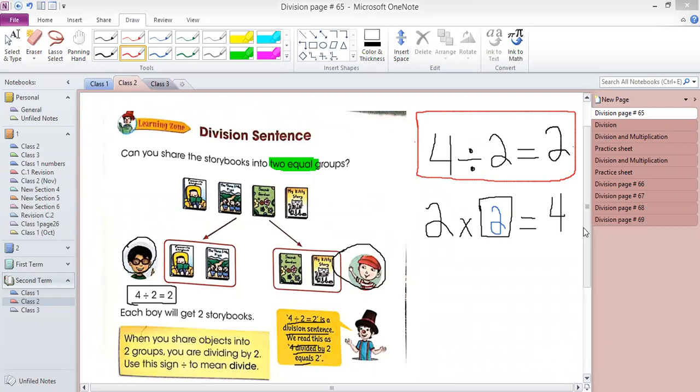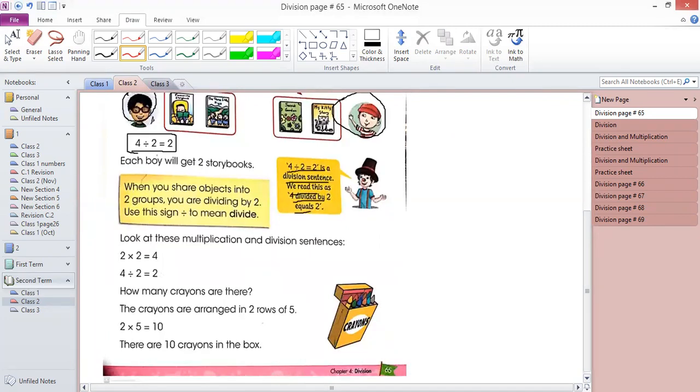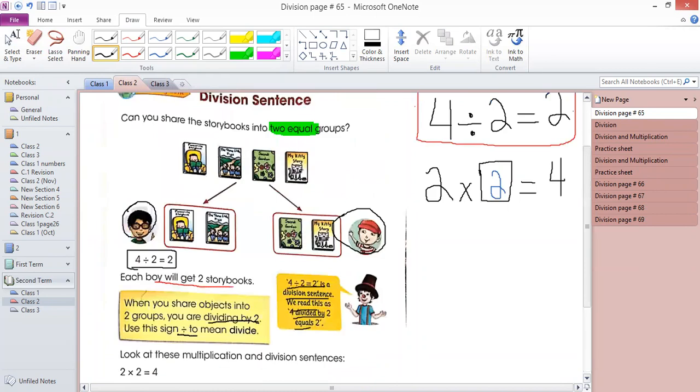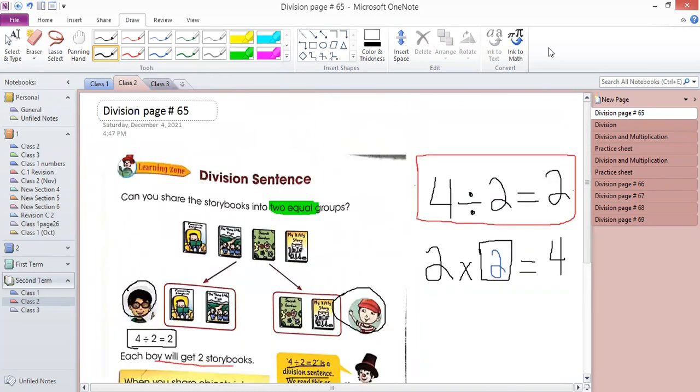Let's read it further, guys. Each boy will get 2 storybooks. That's fine. When you share objects into 2 groups, you are actually dividing by 2. So use this sign to mean divide. I told you guys this sign means division. This sign means division.